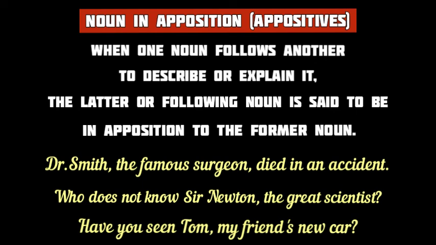But in the third example, my friend is in apposition to the noun Tom. And in the genitive or possessive case, the apostrophe s is suffixed to the noun in apposition and not Tom. We can't use the apostrophe s with Tom here.